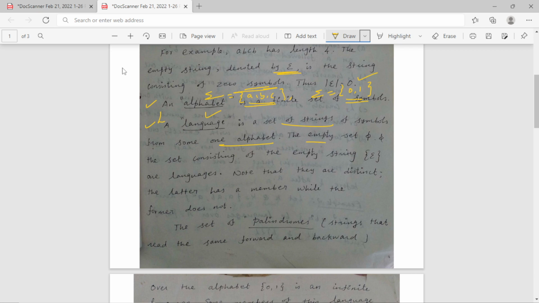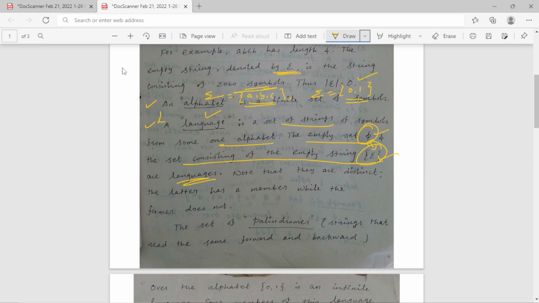Next, the empty set phi and the set consisting of the empty string epsilon are languages. Here you have to note that these two are different. Both of them are distinct, because the latter one has a member, whereas the empty set doesn't have any member. That is the difference.